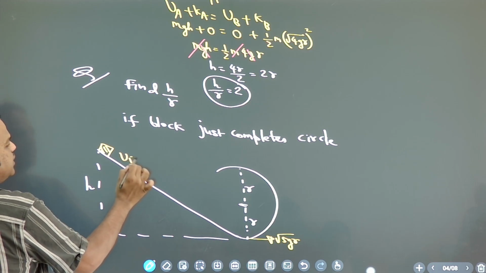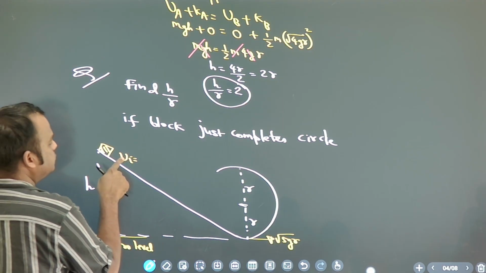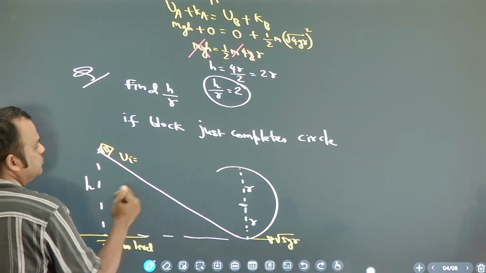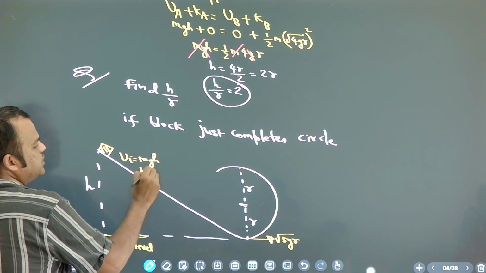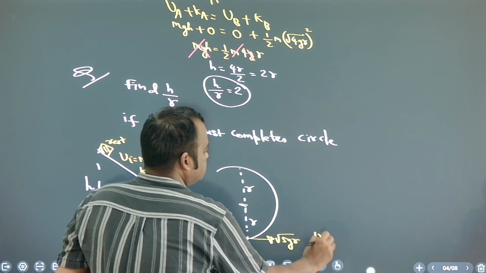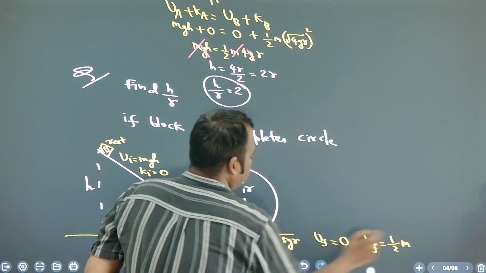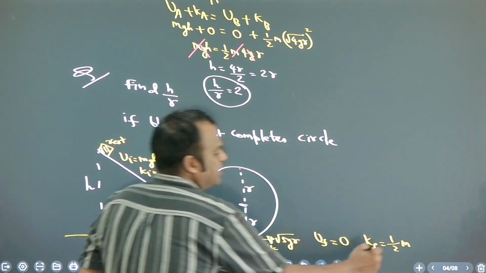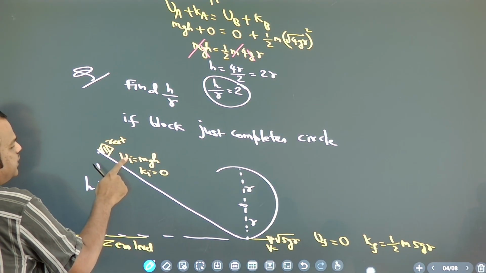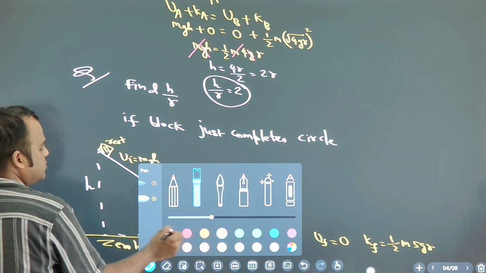Tell me what is U initial here? This is the 0 level. So what is the potential energy here? mgh. Kinetic energy 0, this is rest. And what is potential energy here? U final 0. And what is kinetic energy? Half m v square, with v square 5gr. Correct. Now U initial plus K initial is equal to U final plus K final. So solve this. Tell me your answer.